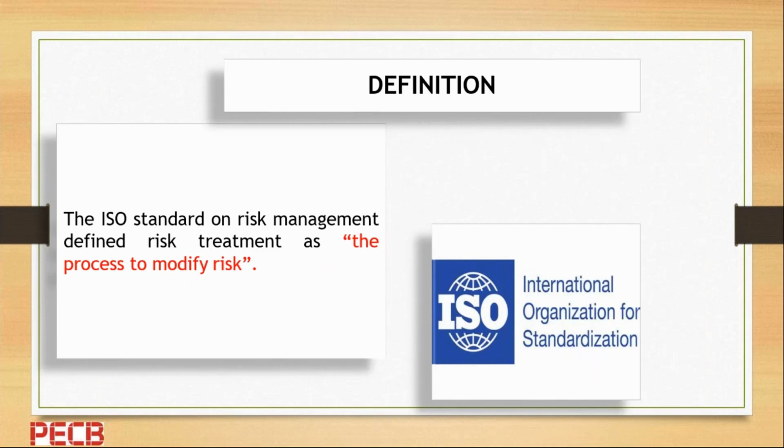The ISO standard on risk management defines risk treatment as the process to modify risk. Now, this definition is very significant. What you intend to do when you decide to treat a particular risk is to modify. Modification means to change the look and the feel of the risk, to change the frequency, to change the likelihood, to change the impact. So anything that you carry out that will modify the risk can be seen as a risk treatment.